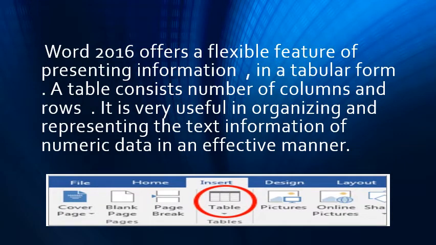Word 2016 offers a flexible feature of presenting information in a tabular form. A table consists of a number of columns and rows. It is very useful in organizing and representing text information or numeric data in an effective manner. Here we can see that Word 2016 gives a very flexible feature to arrange our numeric data in the form of a table, which consists of rows and columns and is organized in a very effective manner.